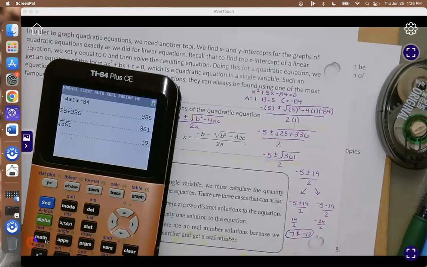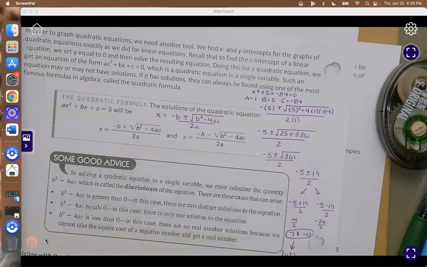I can put a little "and" symbol in between that. That doesn't mean that's your X and Y. That's where you're going to hit your X-axis. So it hits the X-axis at 7 and negative 12. That's what that means. Okay? All right. Let's see.